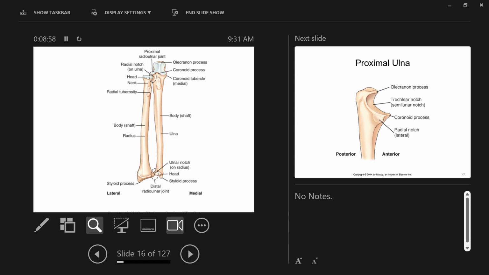But then you notice, the shaft is kind of skinny, right? What do you notice down towards the end of the bone? What begins to happen?